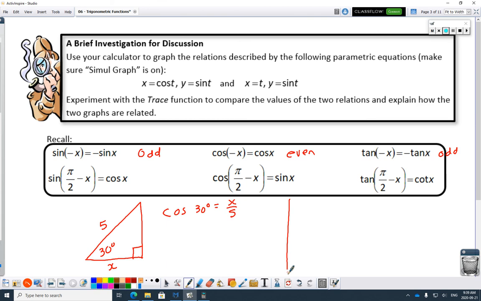The person sitting beside them goes, well, yeah, you could do it that way, but can't you do it this way? I'm going to find this angle here. How do I find this angle? If that's 30, what's this one? 60, because you take the 90 degrees you have left over and subtract the 30, and you get 60 degrees, yes? So this other person goes, couldn't I do sine of 60? That would be opposite over hypotenuse. It would be x over 5. Wouldn't that be the same thing?